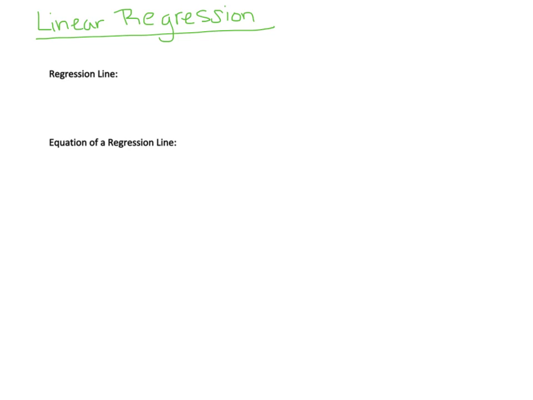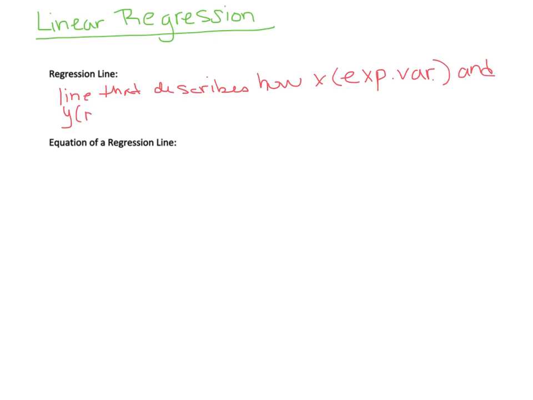So what the regression line is, it's a line that describes how x, your explanatory variable, and y, your response variable, are related.